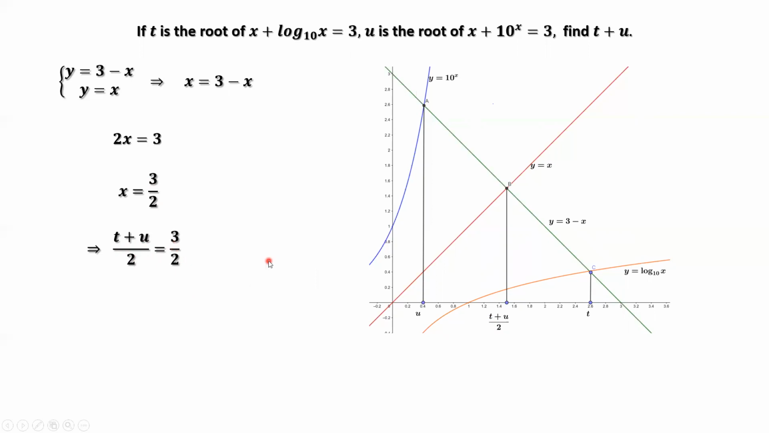Both sides times 2. Then we have t plus u equals 3. 3 is the answer.